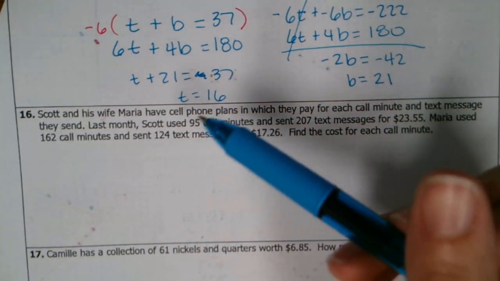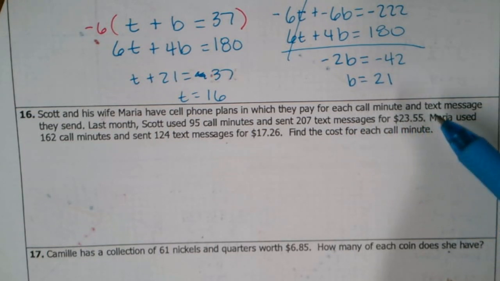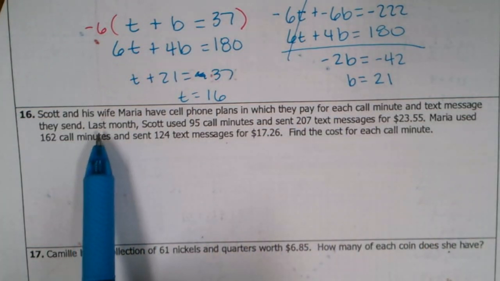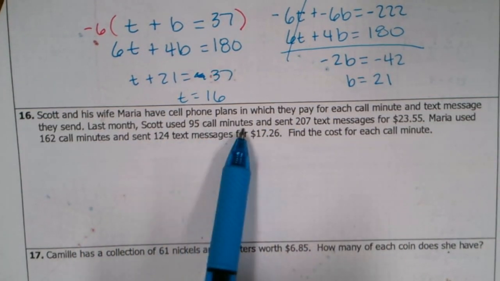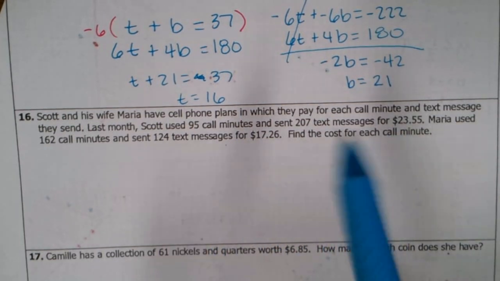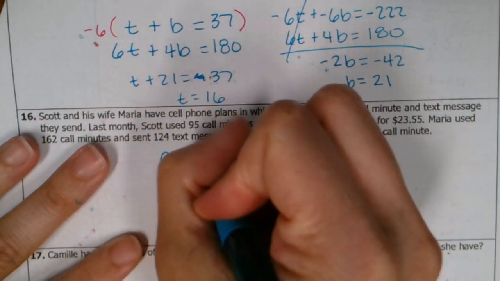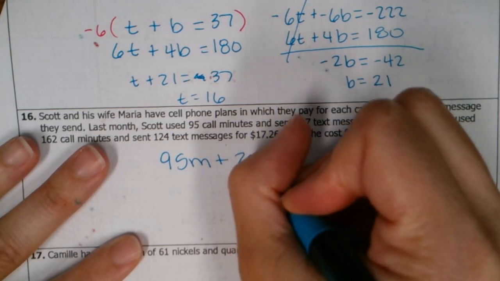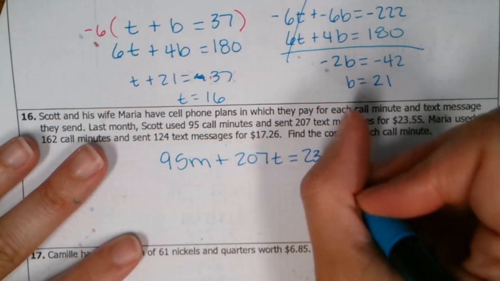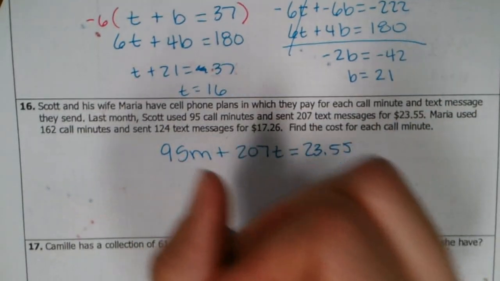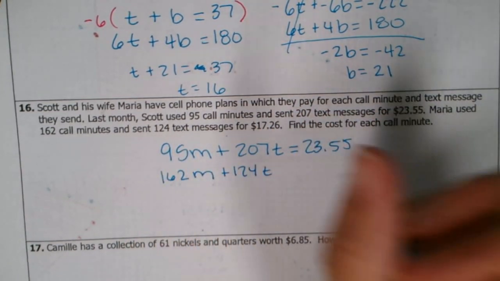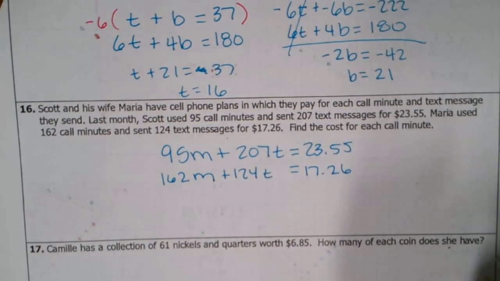Number 16, Scott and his wife Maria have cell phone plans which they pay for each call minute and text message they send. That would really stink. Last month, Scott used 95 call minutes and sent 207 text messages. So 95 minutes and 207 texts is 2355. Maria used 162 minutes and 124 texts, and she spent 1726.